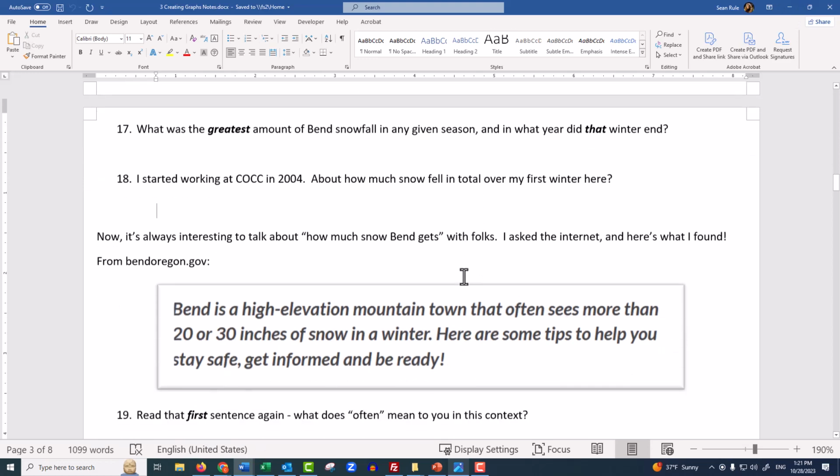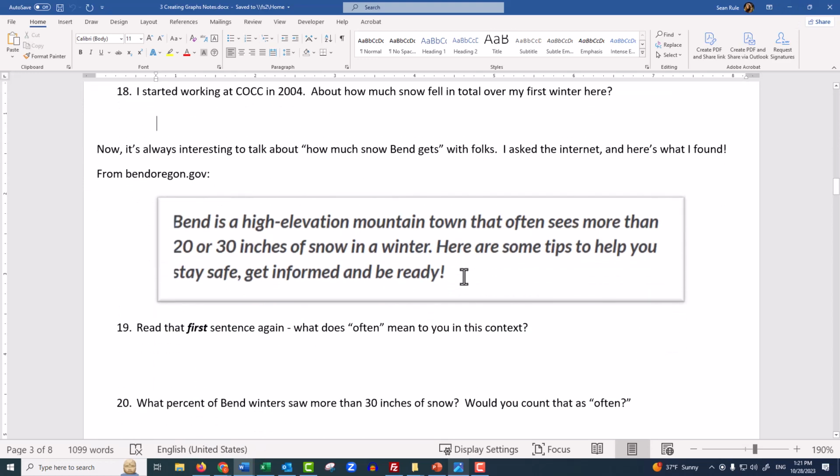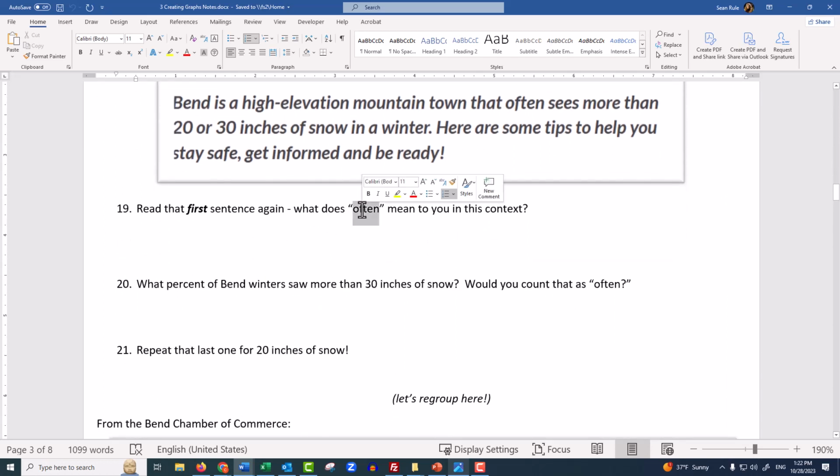Okay, let's keep going. This is always fun, actually. People, especially people that are in town visiting, or they just moved to town, ask, how much snow do we usually get? Well, it's a loaded question. You can answer it a bazillion different ways. So one way I decided to check was let's just look. And I found a bendoregon.gov website. Bend is a high elevation mountain town that often sees more than 20 or 30 inches of snow in a winter. Okay. What does often mean?